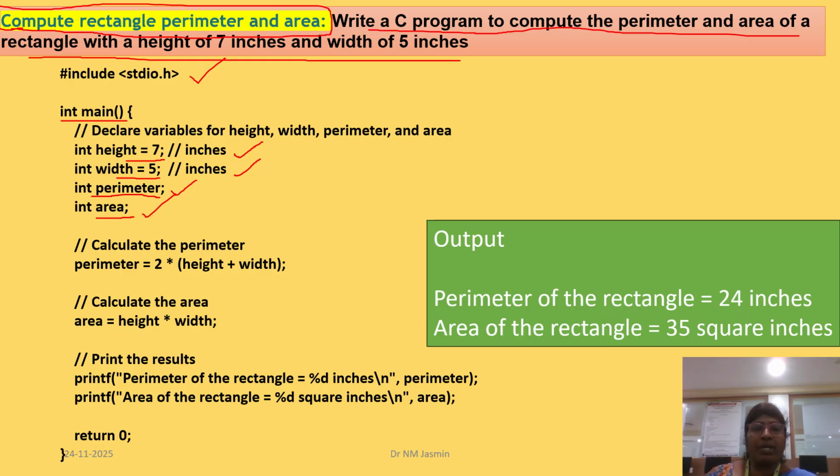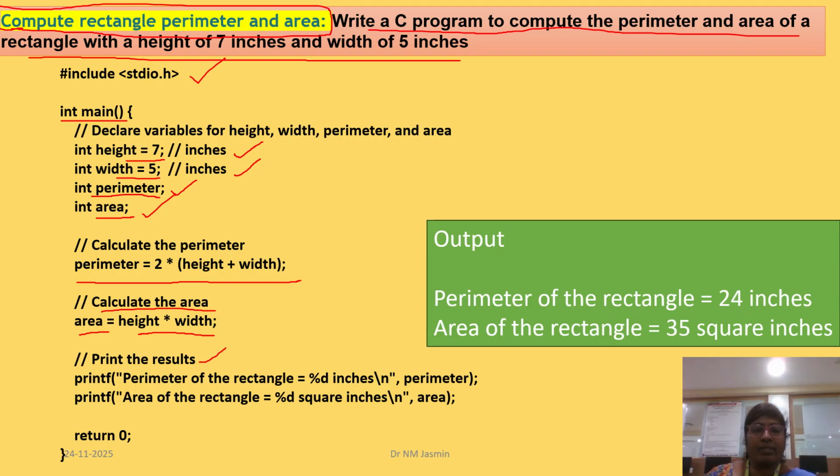For that, here we have an expression to calculate the perimeter. Perimeter is equal to 2 asterisk height plus width, with a semicolon. Similarly, calculate the area of the rectangle with an expression: area is equal to height asterisk width, with a semicolon.